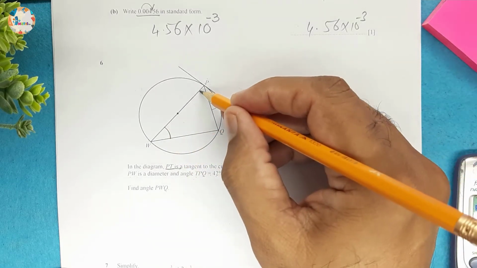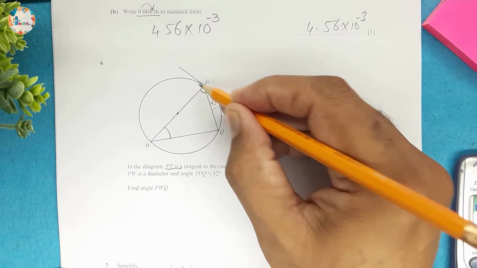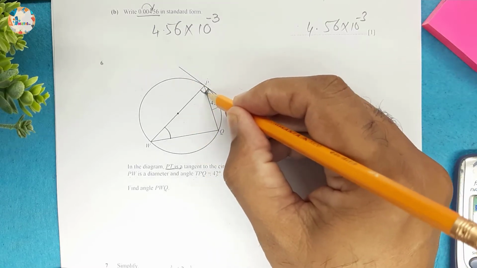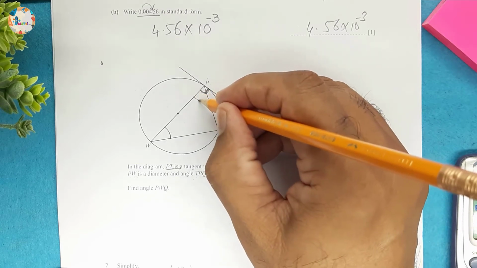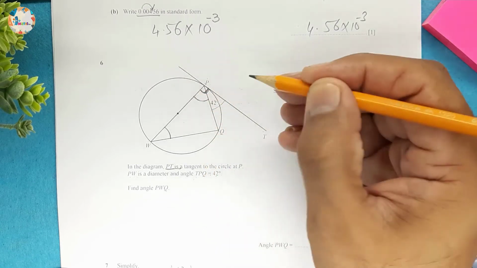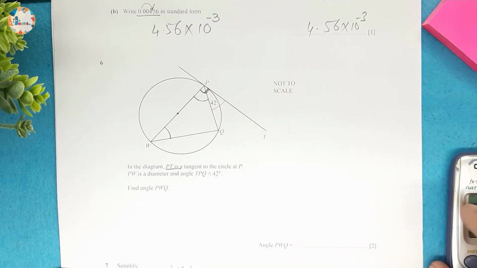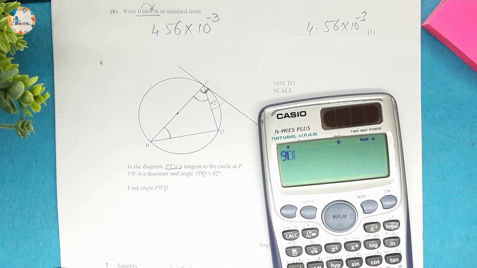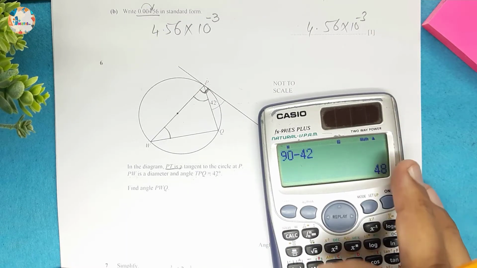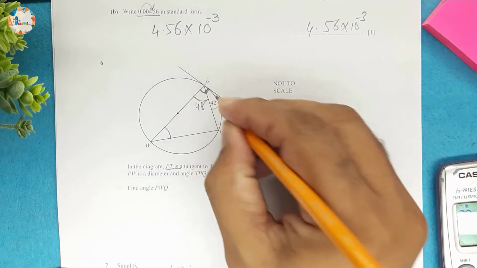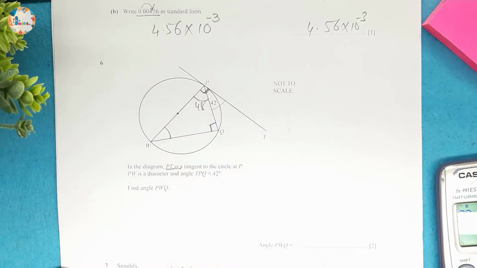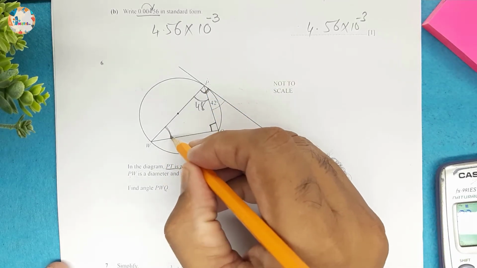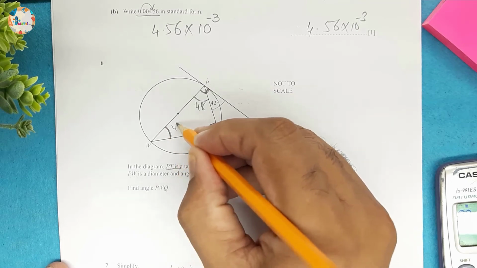Basically this total angle is 90 degrees because this is a tangent and this is a radius. Out of 90 degrees, this is 42, so the remaining angle will be 90 minus 42, which is equal to 48. This is 48, and this is also 90 degrees because this is an angle in a semicircle, or triangle in a semicircle.